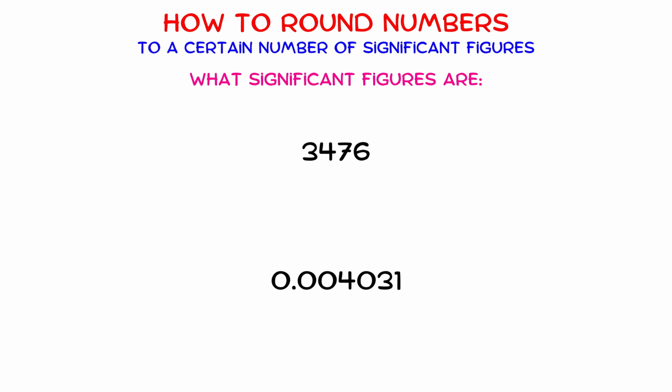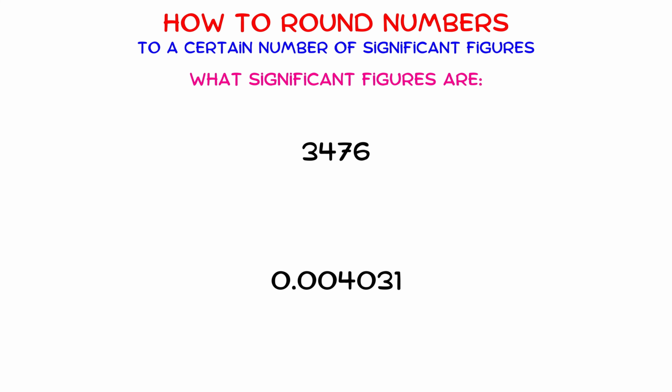So, in 3476, the 3 is the first significant figure because that's the first digit reading from left to right, and importantly, it's not a 0. Whereas for 0.004031, the 4 is the first significant figure because, as we read from left to right, these first 3 digits are all zeros, so we don't count them. Once you've found the first significant figure, every digit after it is another significant figure.